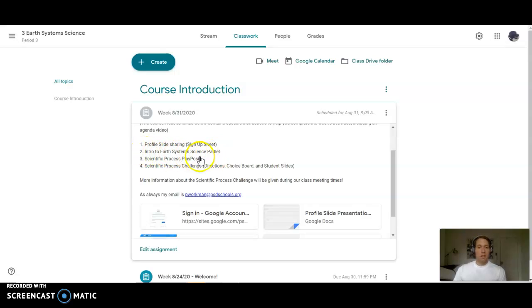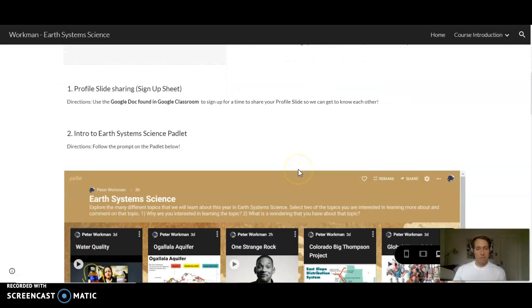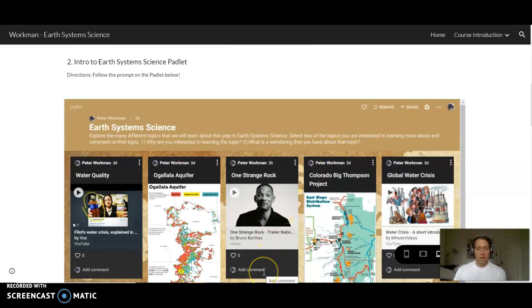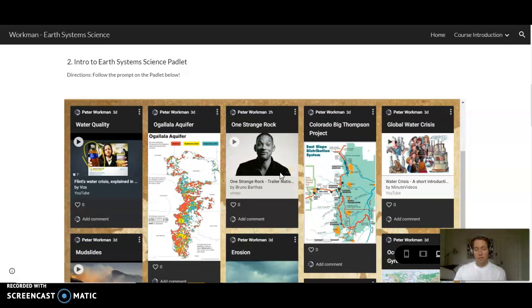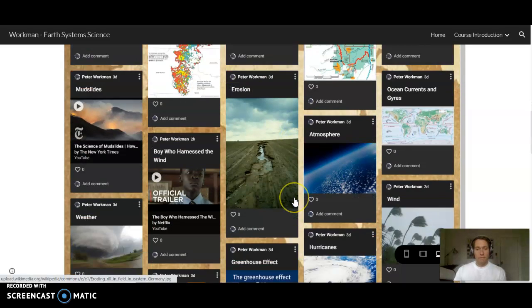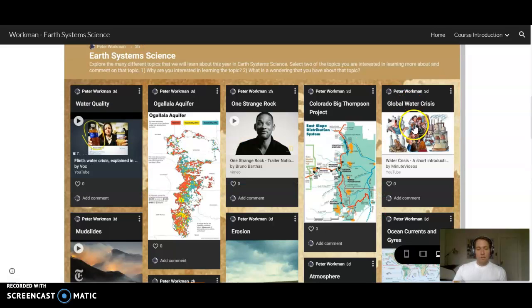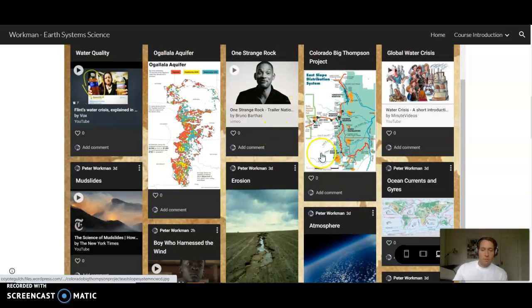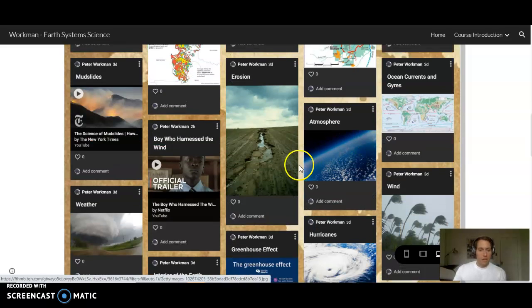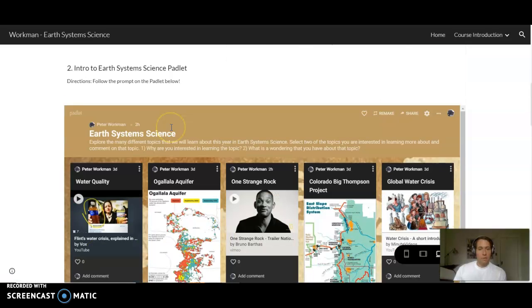Item number 2 is the Intro to Earth Systems Science Padlet, which is embedded on this website. So you should be able to just make your comments here. It says follow the prompt on the Padlet. This is the prompt. Okay, so look at the different topics. These are not all, but most of the topics that we cover this year in Earth System Science. Take a moment to look through all of them, right? Some are trailers, some are images, some are websites. But look through the topics.